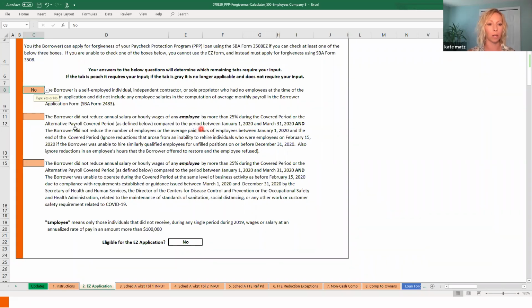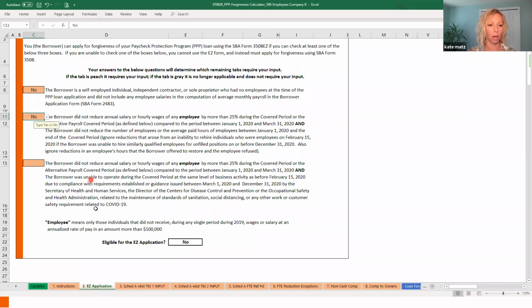So the second one says, we did not reduce the number of employees or the average paid hours between January 1st and the end of our covered period. Now, our company B did reduce the number of employees, right? They had 1 employee that they let go. So we're not going to be able to meet this one. So we'll say no here.